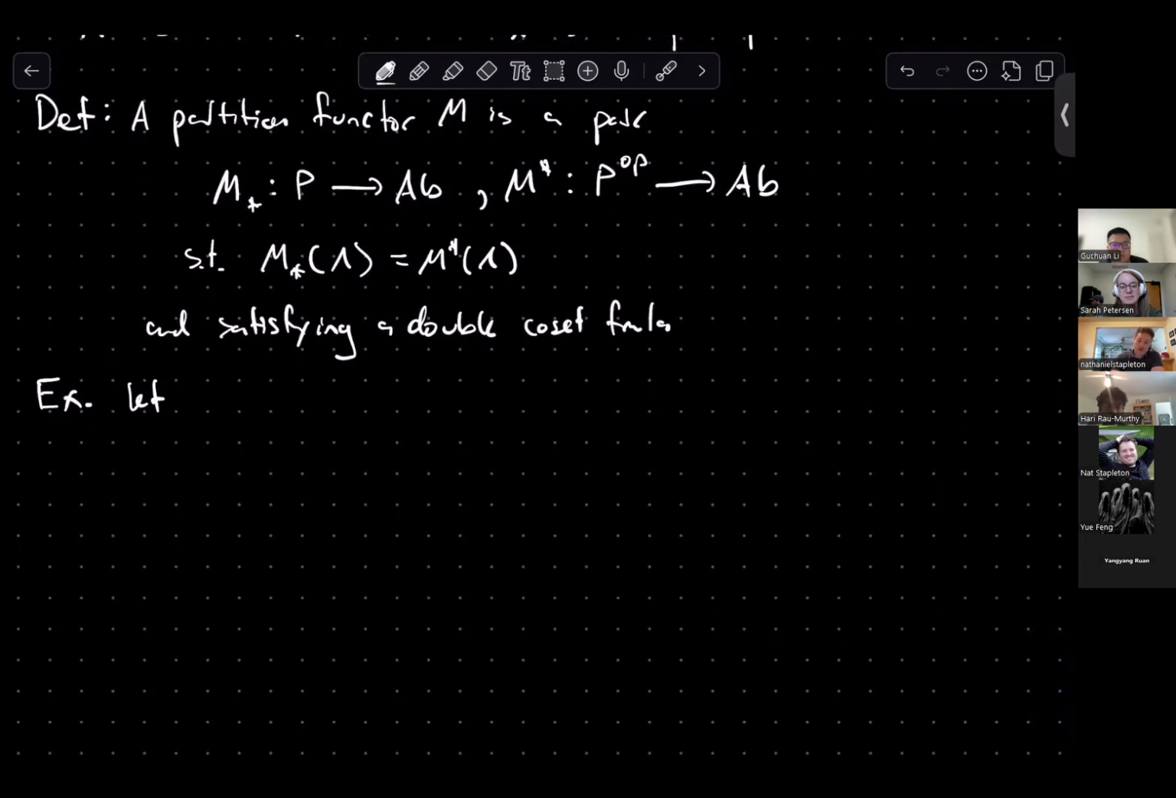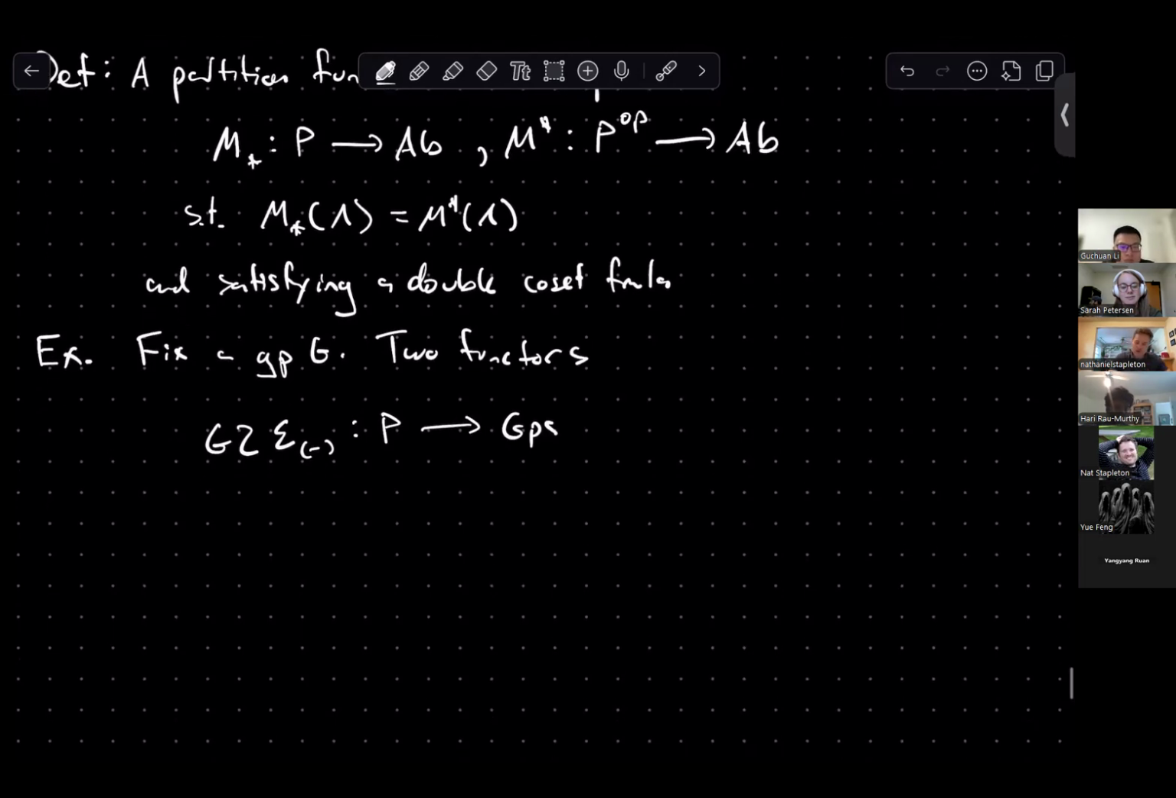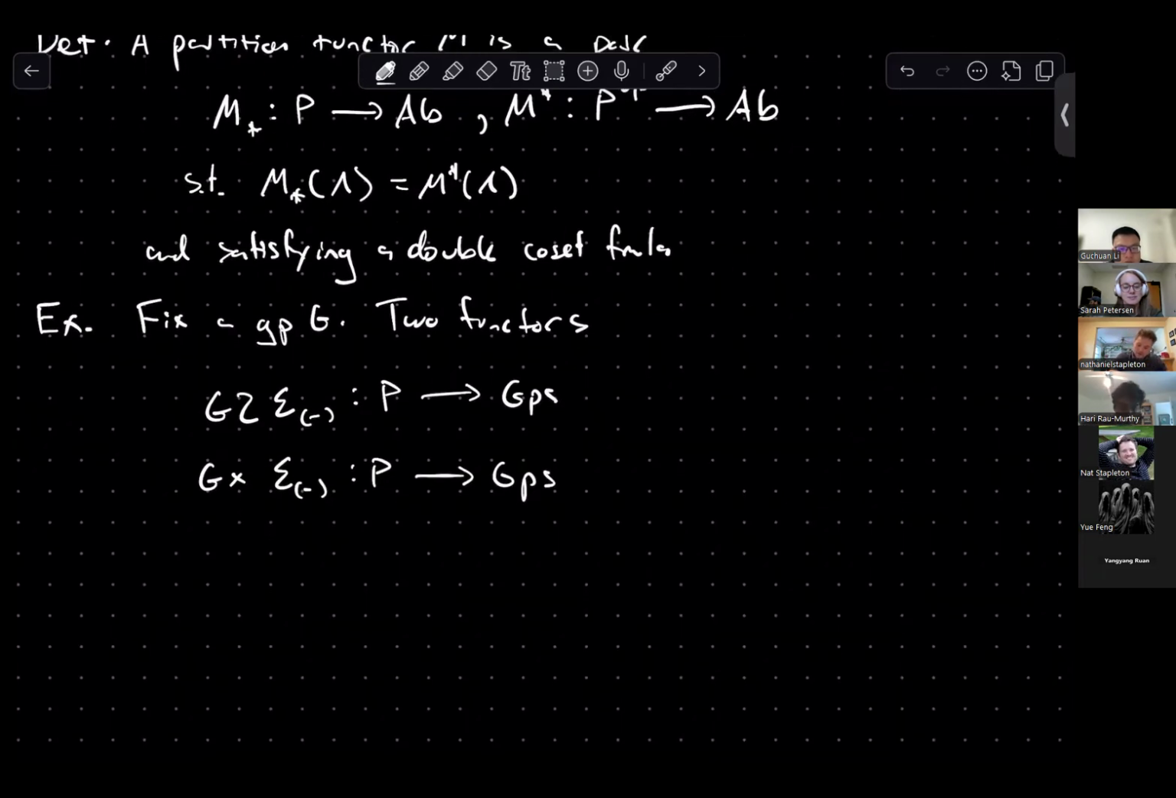So recall that Groups is this 2-1 category of groups that we described before. So if I fix a group G, then there are two functors from P to the category of groups, and one of them is G wreath sigma blank. And these are functors of 2-1 categories. And the other one is G times sigma blank. And given a global Mackey functor, we can restrict it along either of these to get a partition functor.